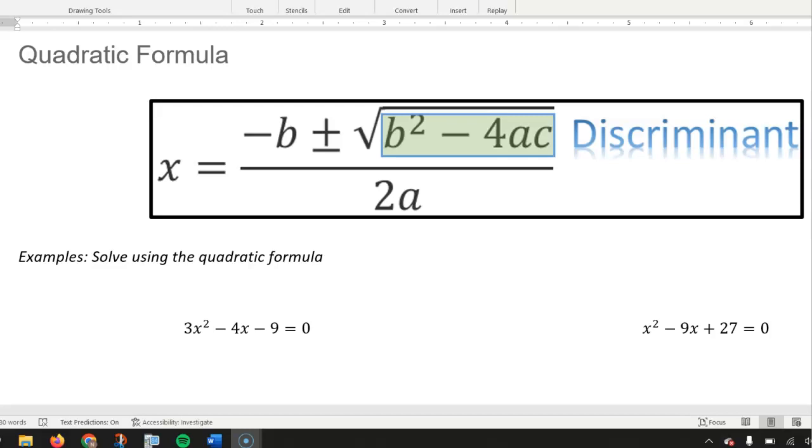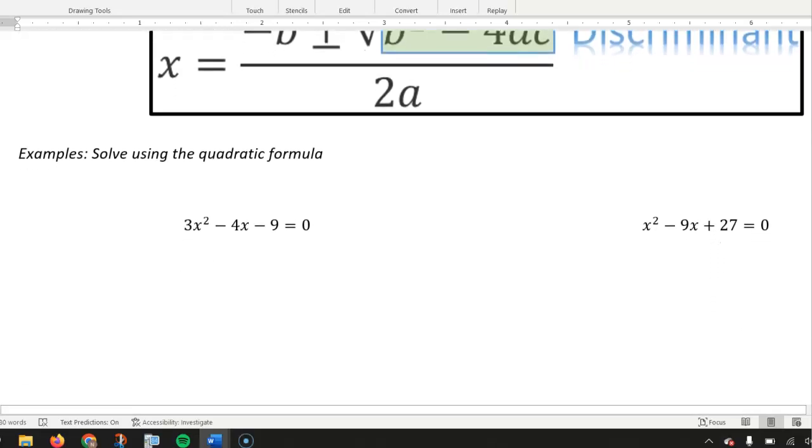So to find the actual values of those solutions, we're going to use the rest of the quadratic formula. So that's what we're going to be looking at today. So let's just jump into it.